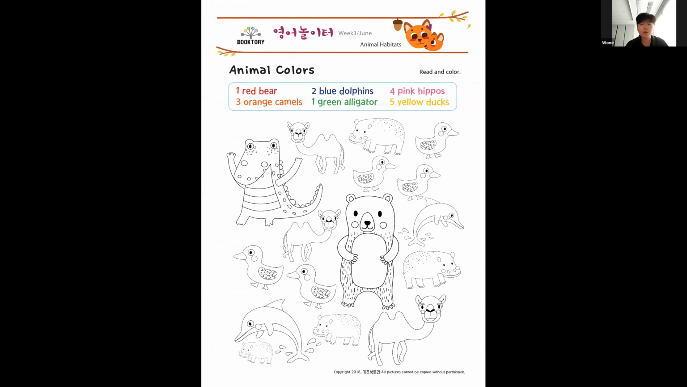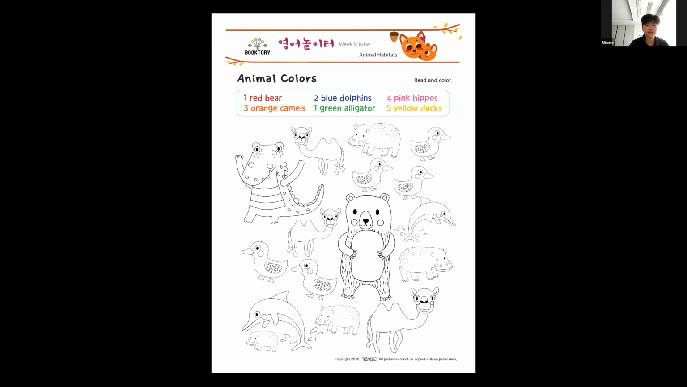So in this next one, what you're going to do is you're going to do this one by yourself. So let's read together. We have, let me get my spotlight. There we go. So we have 1 red bear, 2 blue dolphins, 4 pink hippos, 3 orange camels, 1 green alligator, and 5 yellow ducks.